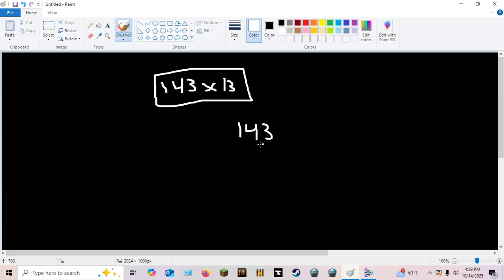So 143 times 13, okay? First, you gotta look at the ones place in the bottom number. You gotta look at this 3 over here, not that 3. That 3 needs to multiply 1 for 3. And then that 1 over there, or that 10 over there, we need to multiply 1 for 3, okay? But you just need to ignore the other bottom one. So let's go do 3 times 3 is 9.